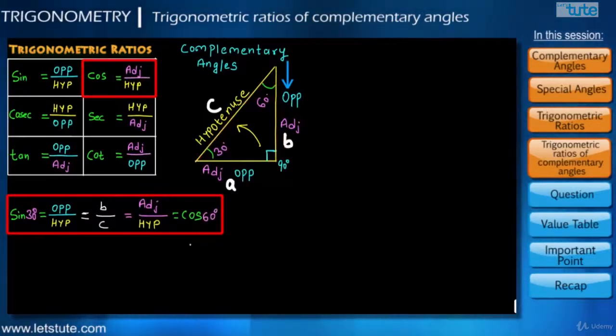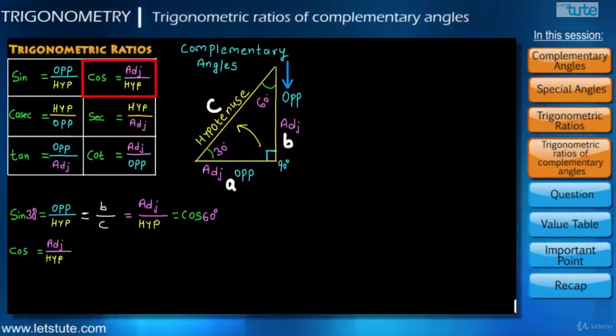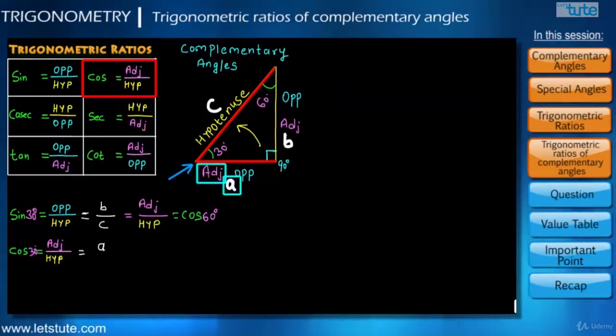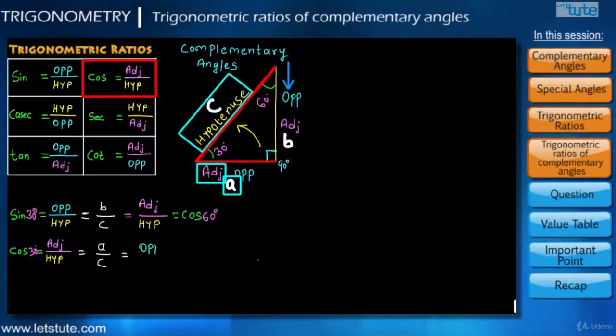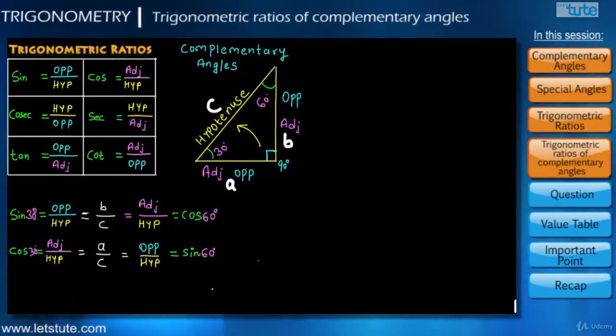And note that in the very same way, if we take cos for the angle 30 degrees, then cos 30 will be equal to the ratio adjacent side to hypotenuse, and the adjacent side of the 30 degrees angle is A, and therefore the ratio will become A upon C. And for the 60 degrees angle, since A is the opposite side, A upon C will now become sin for the angle 60 degrees, and therefore we can see even the value of cos 30 is the same as sin 60.